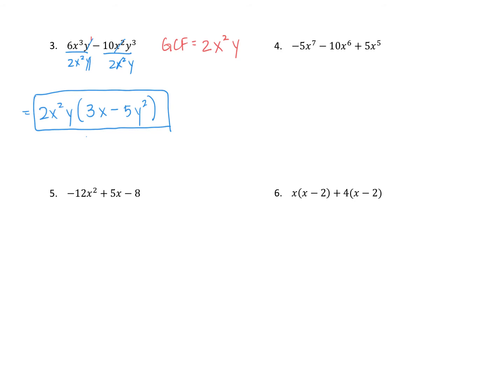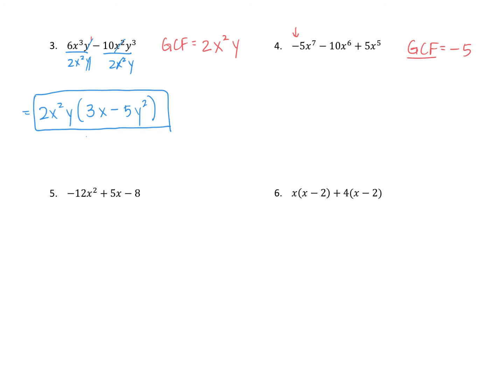All right, number 4. We want to know what the GCF is. So a 5, a 10, and a 5. So it's going to be a 5. If your first term is negative, it's common practice to divide a negative out, just so that your first term is positive. So we're going to divide out a negative 5 instead of a positive 5.